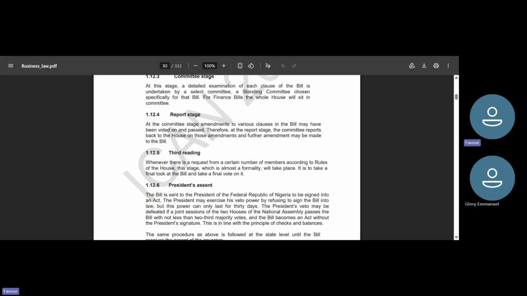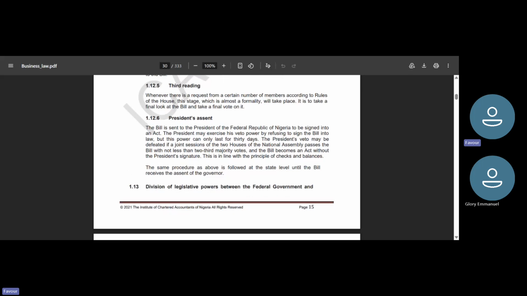So it is the president that signs this bill into an act. The president can exercise his veto power and refuse to sign the bill. But this power can only last for 30 days. And the power can be defeated if there's a joint session of the two houses. The president can use the veto power to say, I don't want to sign this into law, and this lasts for 30 days.